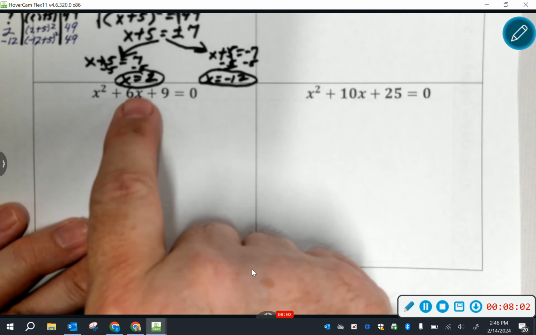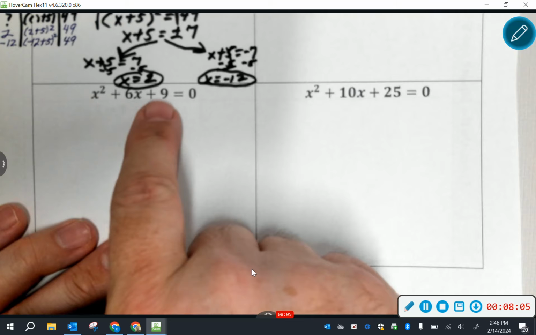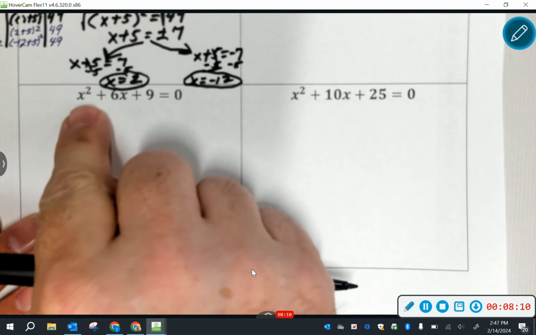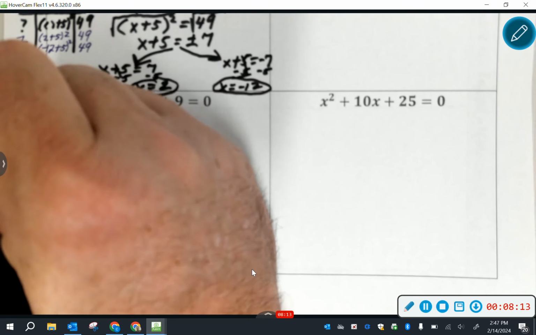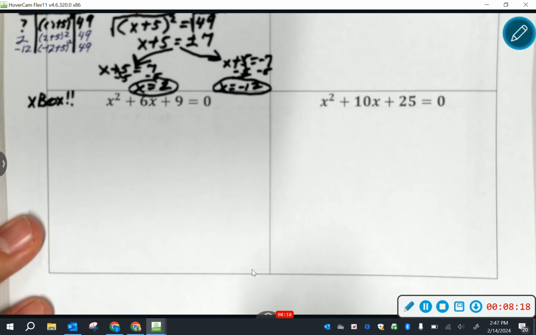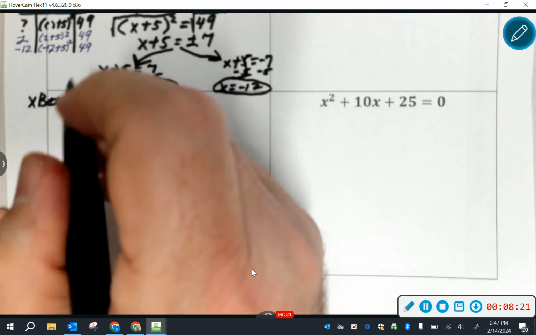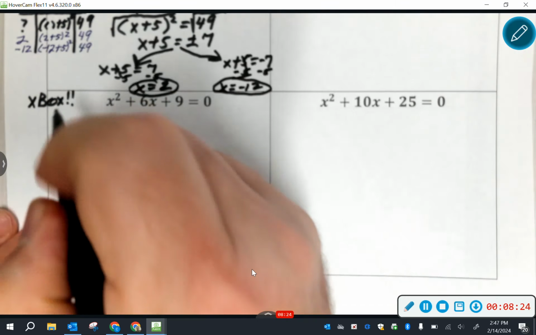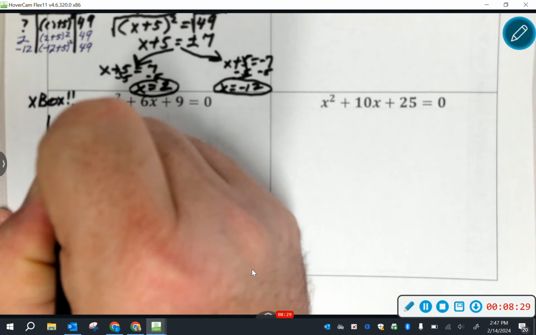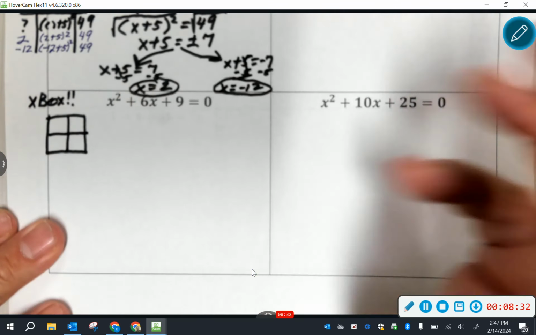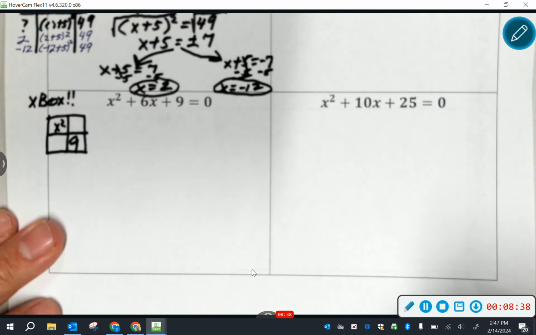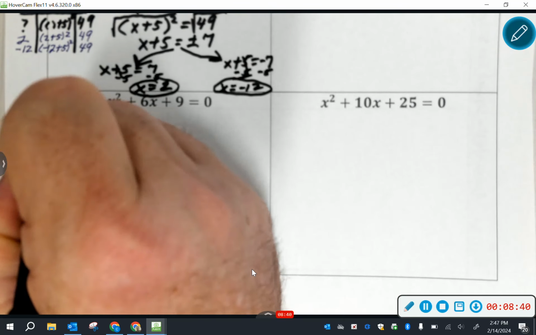Okay, so here we have x squared plus 6x plus 9 is equal to 0. Notice here my coefficient is 1. Now one option I have here is to do the x box. However, let's speed this up a little bit. Since my coefficient is 1, watch this. If I just set up my box here, this would be x squared, this will be 9, and I know this is going to be x, this is going to be x.